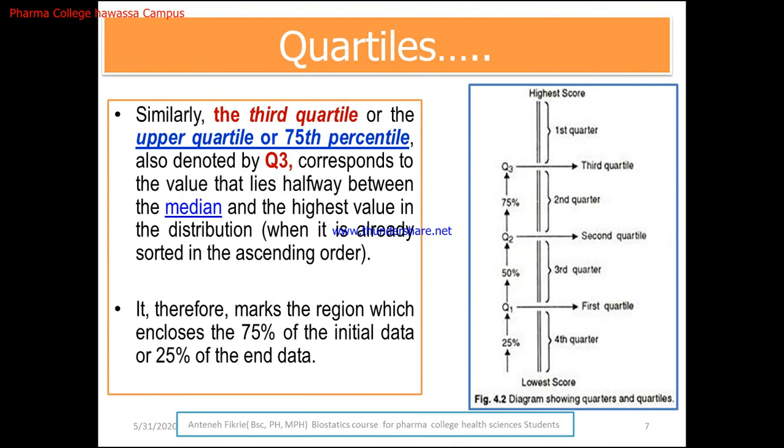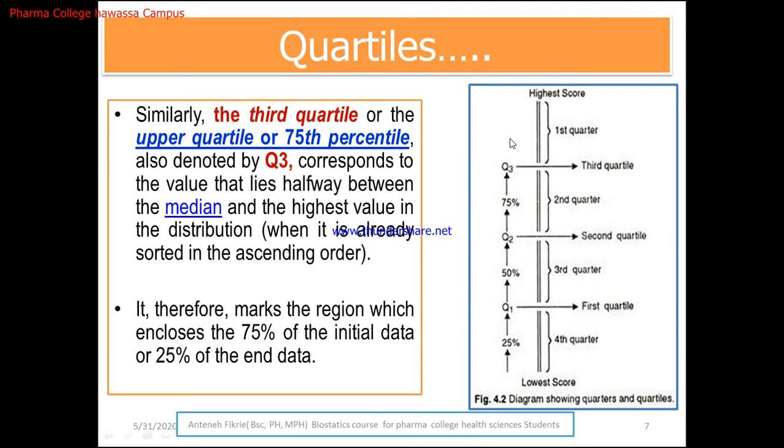Similarly, the third quartile, or the upper quartile, or the 75th percentile, also denoted by Q3, corresponds to the value that lies halfway between the median and the highest value in the distribution. Mind you, the first quartile corresponds to the value that lies between the median and the lowest 25%. But the third quartile corresponds to the value that lies halfway between the median and the highest value in the distribution, when it is sorted in ascending order. Don't forget this one.